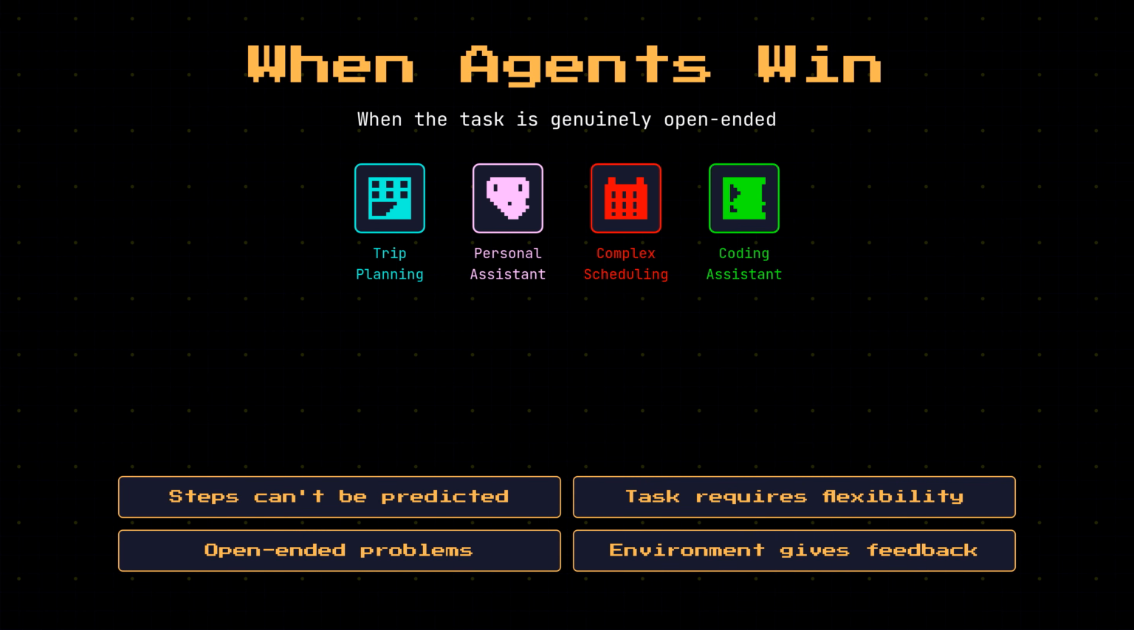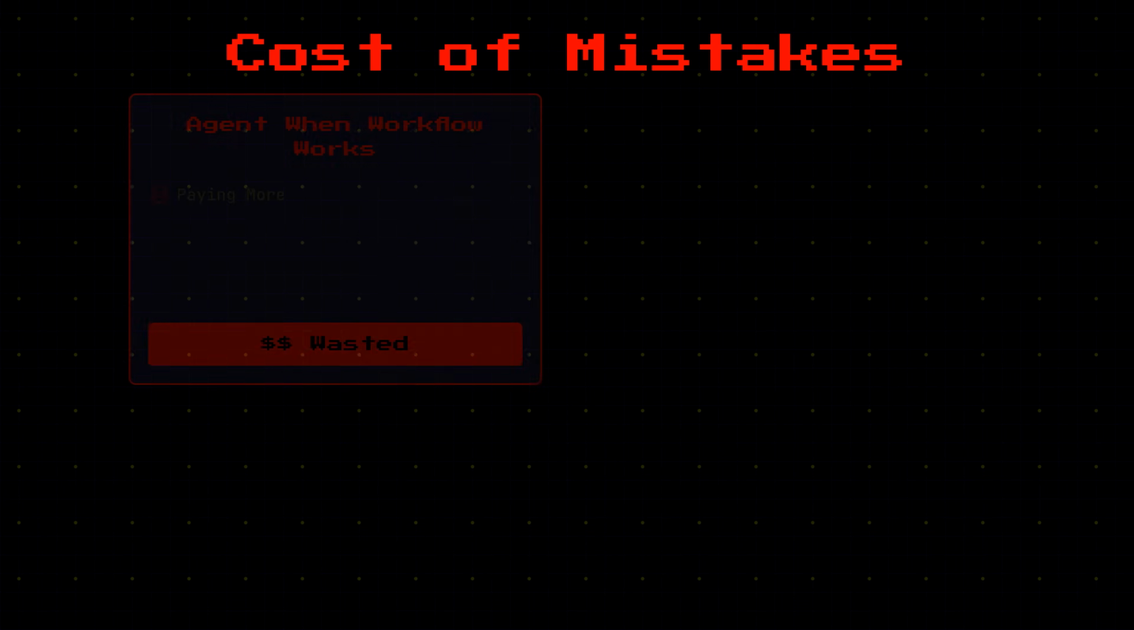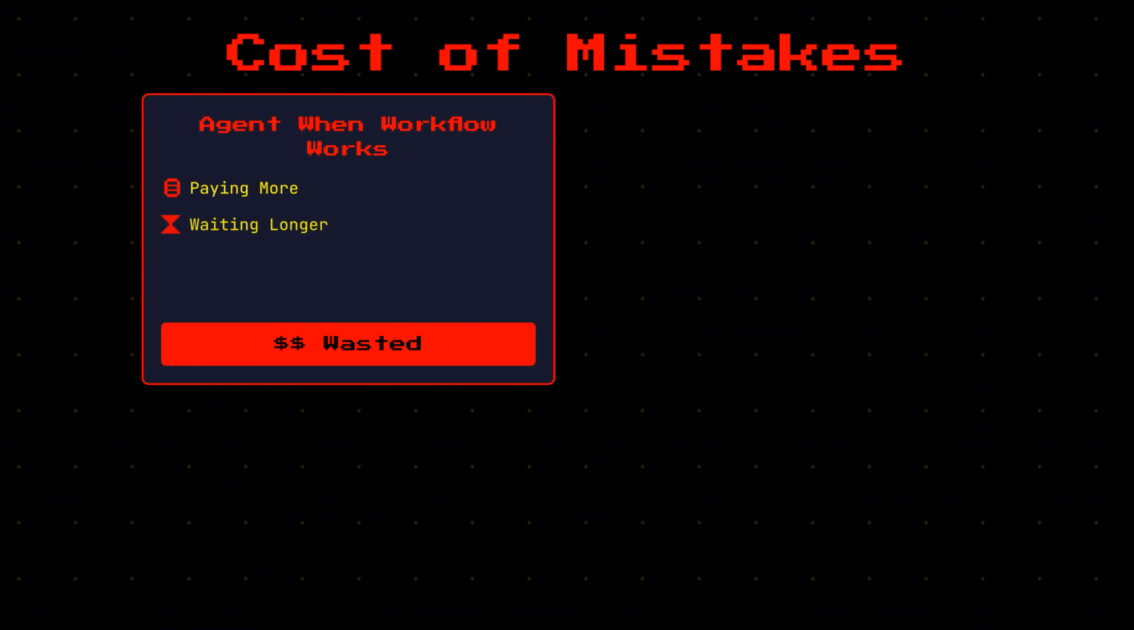Different inputs take different paths. The LLM decides what to do next. Getting it wrong has a real cost. Using an agent when a workflow would suffice means you're paying more per request. You're waiting longer for responses. You're spending more time debugging paths that change every run. You've also given the LLM room to go off track on a task that didn't need that freedom.